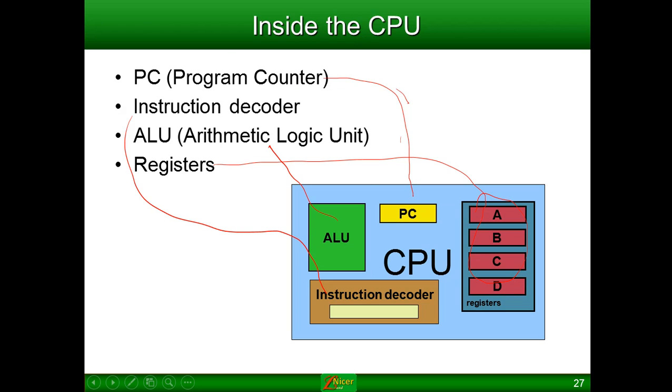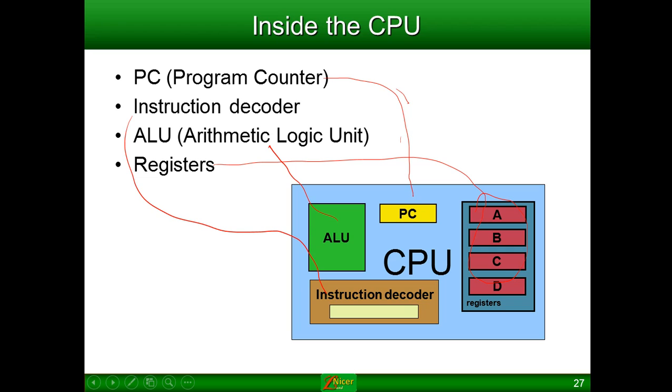What is the function of the arithmetic logic unit? Its function is to perform arithmetic functions and logic functions. The arithmetic functions are addition, subtraction, multiplication, and division, and the logic functions are AND, OR, NOT, NAND, and so on. After that we have the program counter.